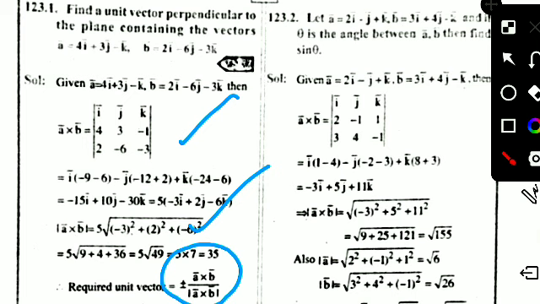This is the formula. This is the unit vector perpendicular to the plane containing a bar, b bar. This is the unit vector perpendicular to the plane containing the vectors a bar, b bar. Okay. Next one.